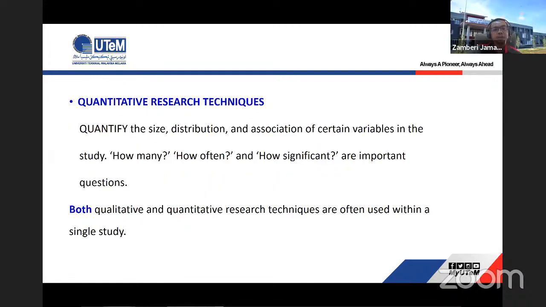In quantitative, we are talking about how many, for example, how often. This is about numbers, data, and how significant. Those could be the questions. Both could be used in the same single study, as I told you. For engineering, we could start off with qualitative, and then proceed towards quantitative research techniques.